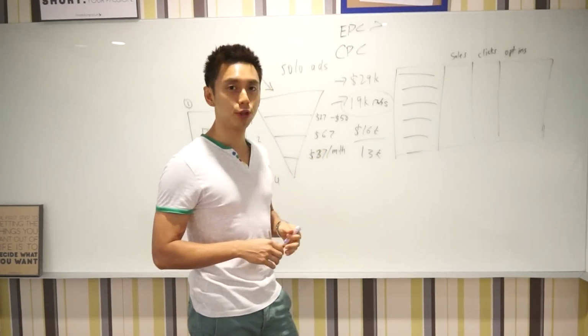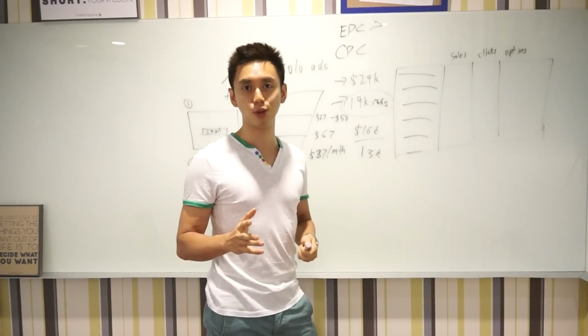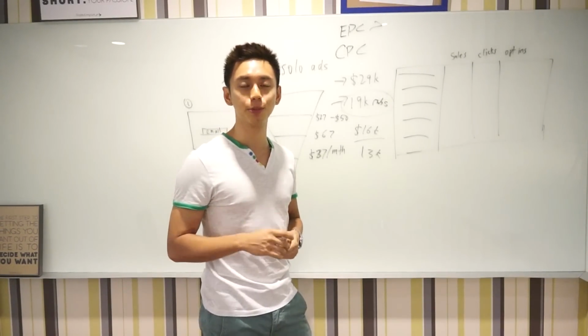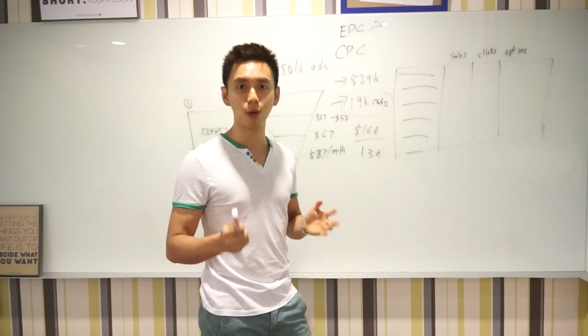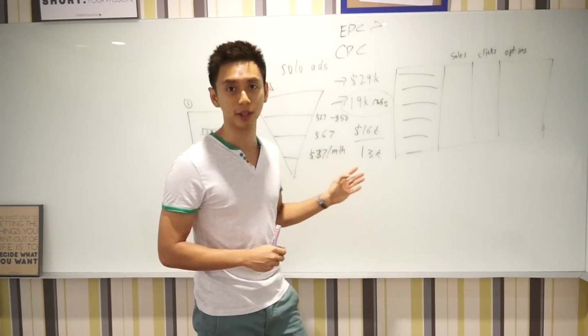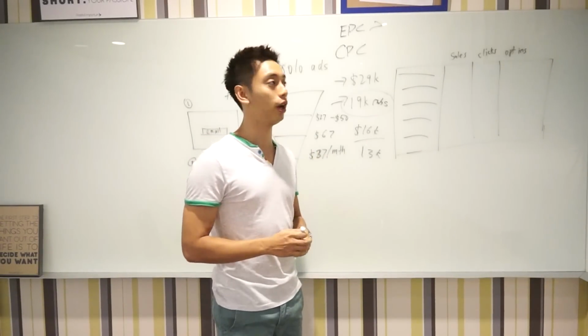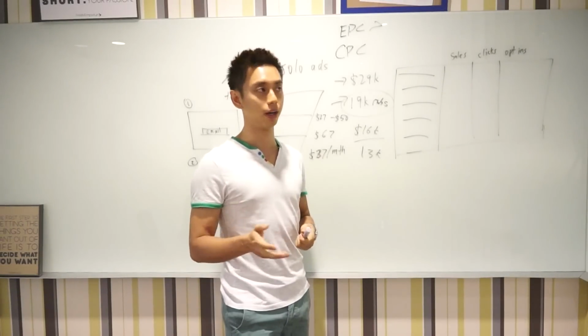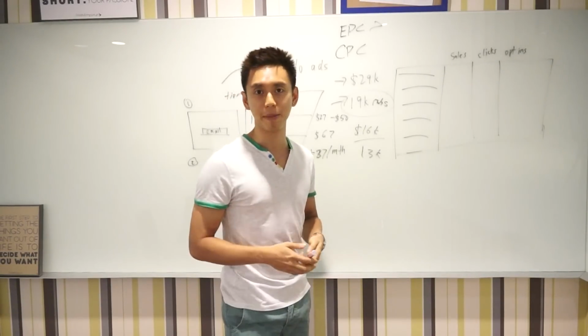Solo ads is one of the fastest ways to build a list, only if you understand the numbers behind it and if you know what you're doing. If you don't know what you're doing, you'll be losing money very quickly. So if you're starting out, what I would suggest is to put a very small budget just to play around with, buy a very small campaign.